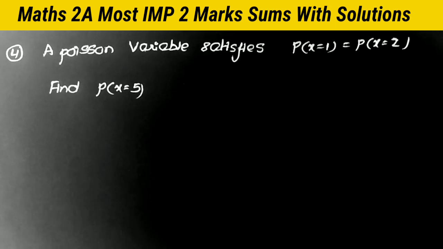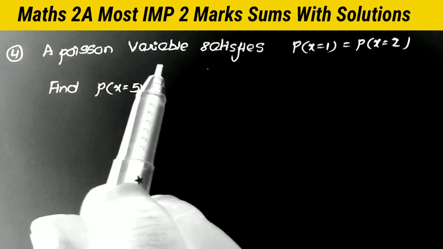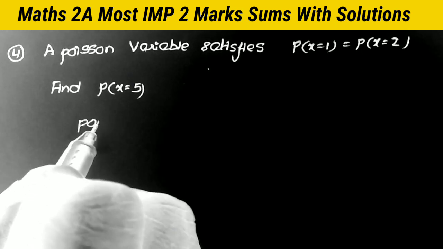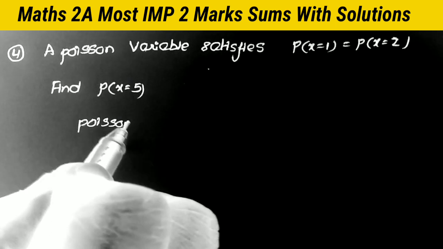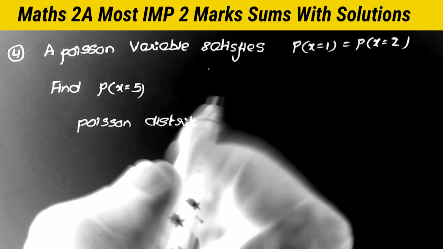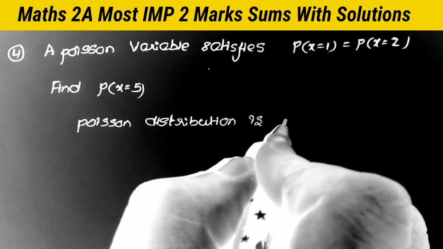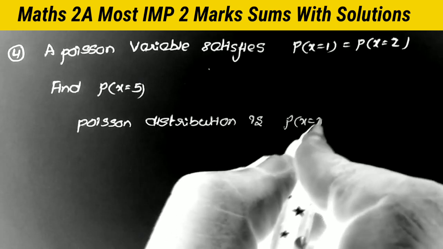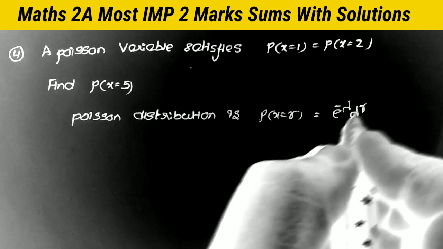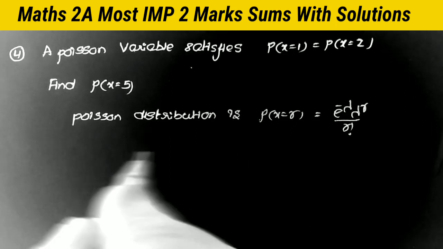So to solve this problem, first I take the Poisson distribution formula. The formula is P of X is equal to r is equal to e power minus lambda, lambda power r by r factorial. So this is the formula for P of X is equal to r.